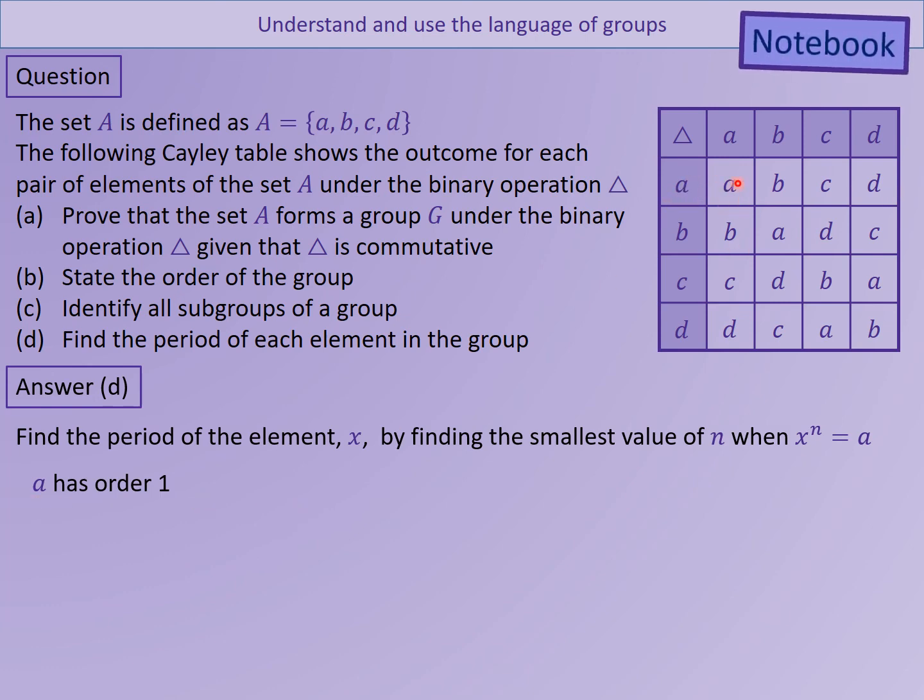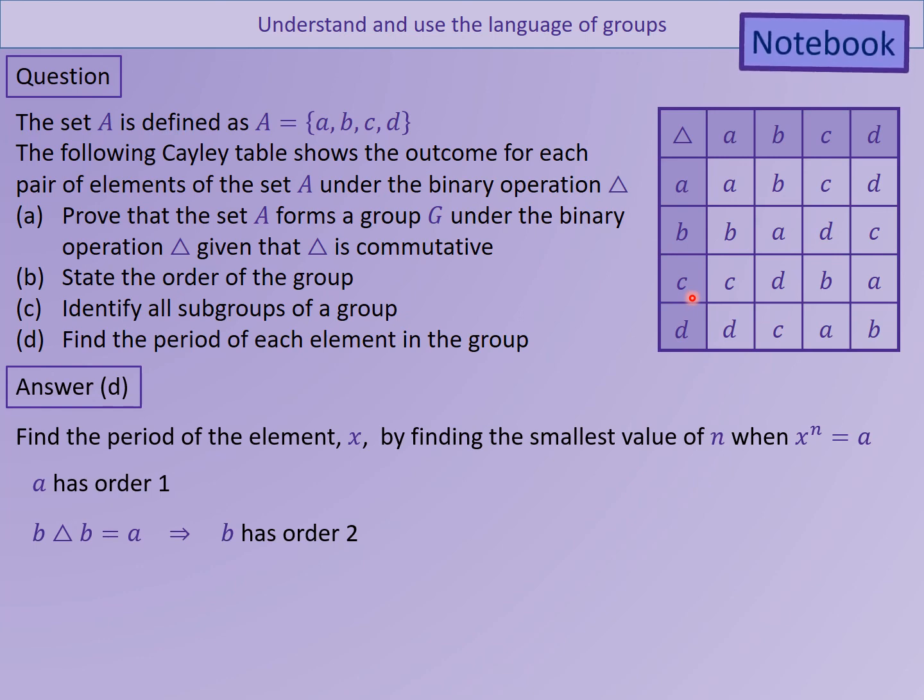So A on its own is just A. So that's one done. What about B? Well, B with B goes back to A straight away. Now B on its own is B. B squared, so B with the power 2 is A. So therefore it's going to have order 2. So if I looked at the pattern of B, it would be B, A, B, A, B, A, and so on. It has order 2 because it's got a period of 2.